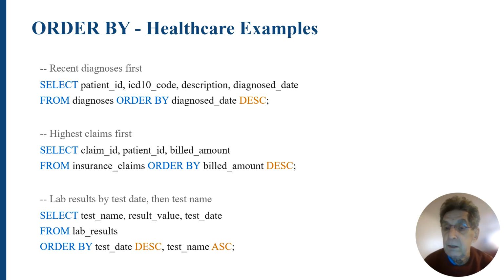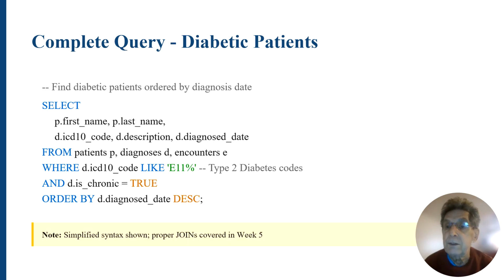Another example, lab results by test date, then test name. This gives you a chronological view with the most recent tests first, and within each date, the tests are alphabetized for easy scanning. The two-column sort makes the results much more usable than sorting by just a single field.